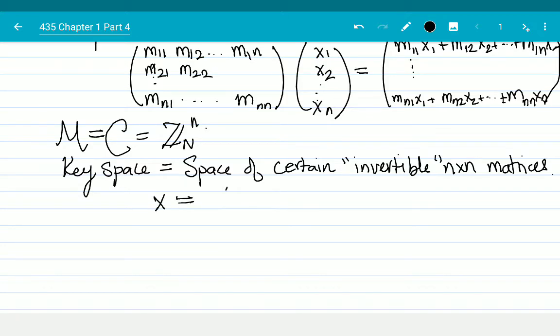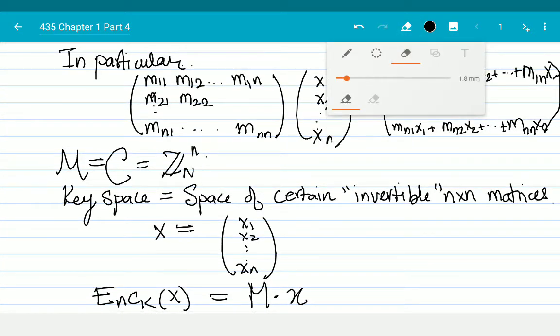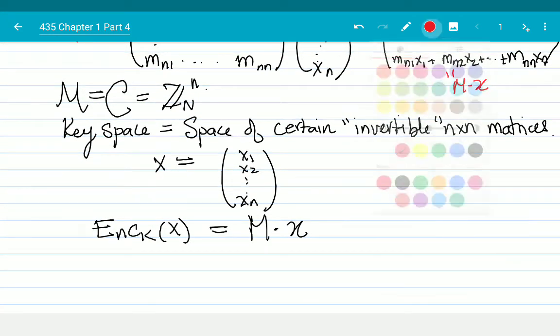So a message x, which is x1, x2, all the way up to xn, gets encrypted under the key as E_m(x) equal to m times x, where this is my matrix M, this is equal to x, and then this is equal to m times x. Okay, so that is how we are going to do it.